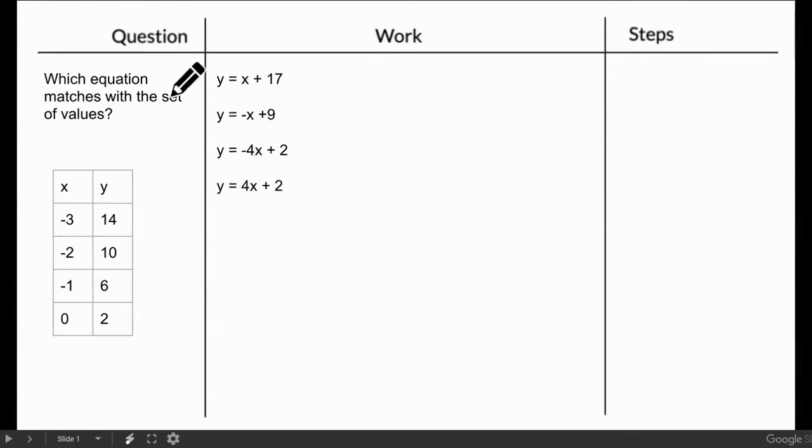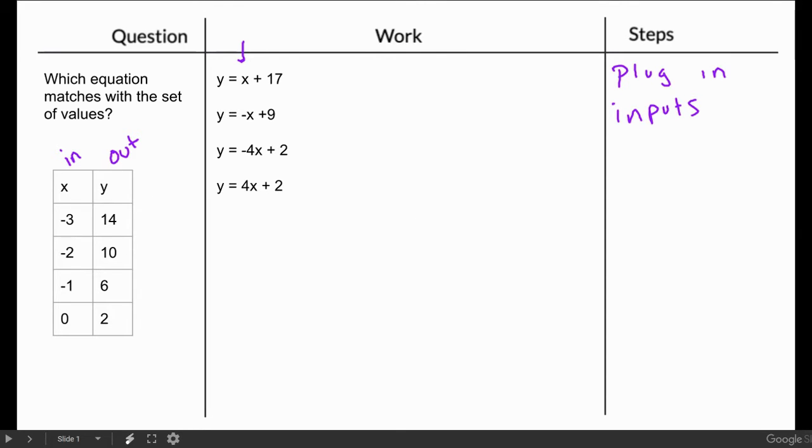Here we're asked which equations, the ones on the right here, match with the set of values below in this table. So in this one, my steps are going to be to plug in the inputs, because remember, when we're talking about x and y values, the x values are the inputs and the y values are the outputs. So I'm just going to plug these x values into these equations. If every time I plug in the x value it gives me the appropriate y value, that tells me that's the equation that matches with the set of values.